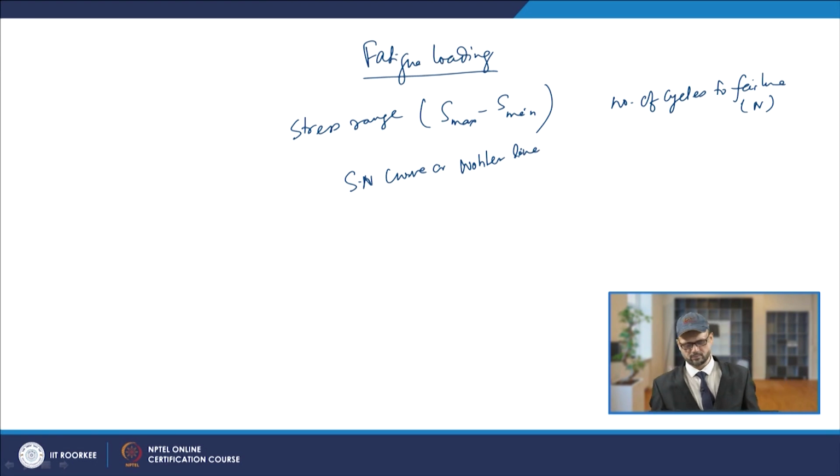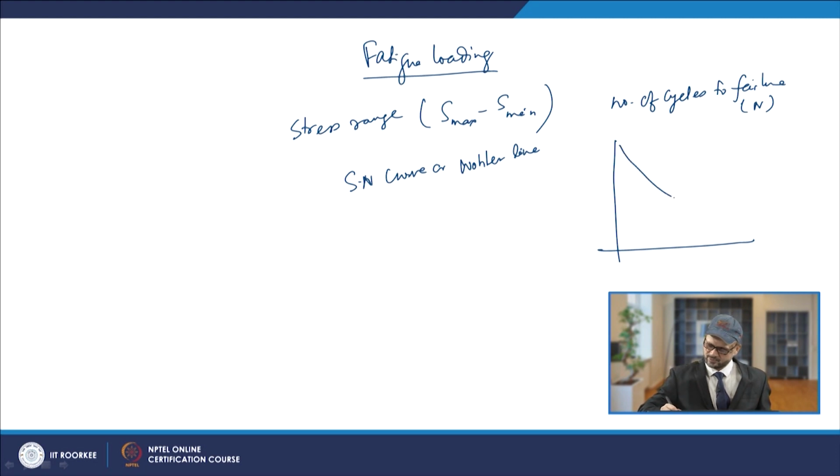You can have a typical SN curve which shows this kind of graph. This is the stress value in Newton per mm square, and this is your number of cycles to failure.